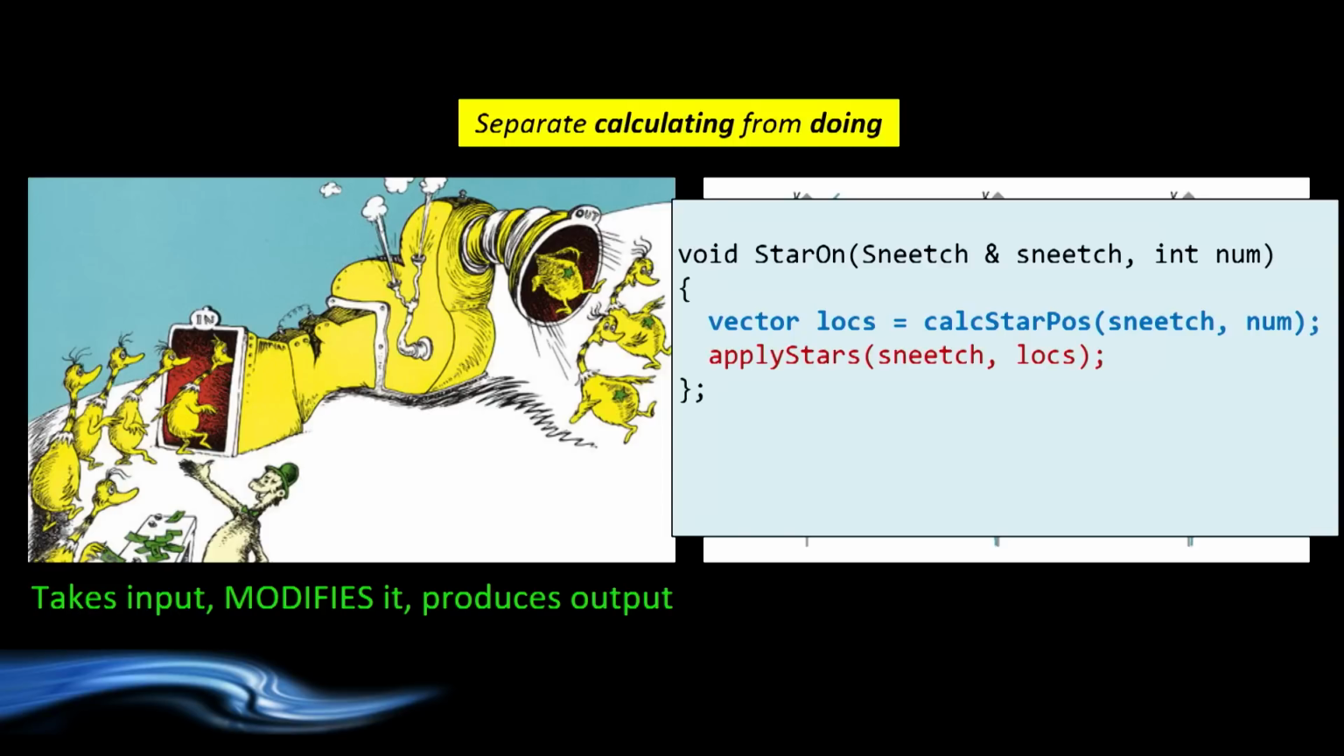So let's have a function that does the calculation. That function is beautiful. You pass some stuff in, and all those things are either values or const. The sneetch probably isn't passed by value, it's probably const ref. But it doesn't modify anything, it just gives you an answer. It gives you the list of locations of where to put the stars. And then apply stars actually modifies things. So again, one of these is really easy to test. The blue one, in case you're wondering.